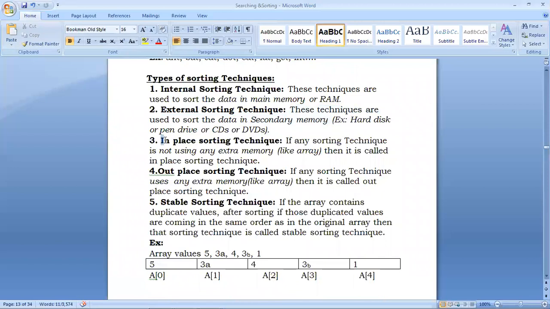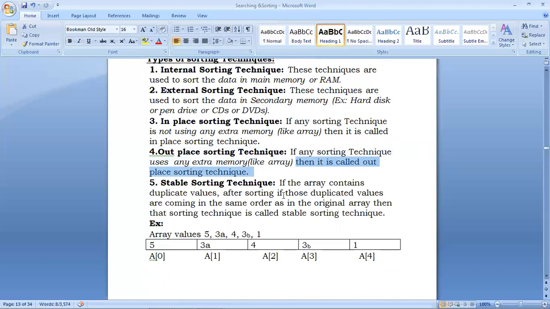Next kind of sorting technique is in place sorting technique. If any sorting technique is not using any extra memory in the implementation, then it is called in place sorting technique. Next type of sorting technique, outplace sorting technique. If any sorting technique uses any extra memory, like an array for example, in the implementation or in the logic, then that sorting technique is called outplace sorting technique.